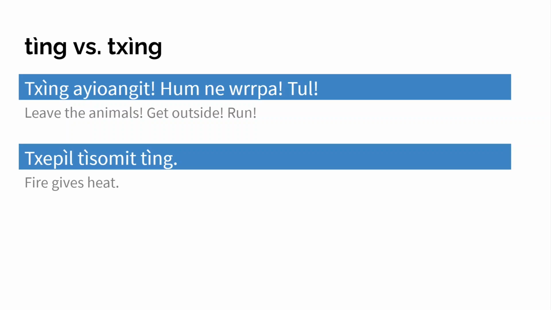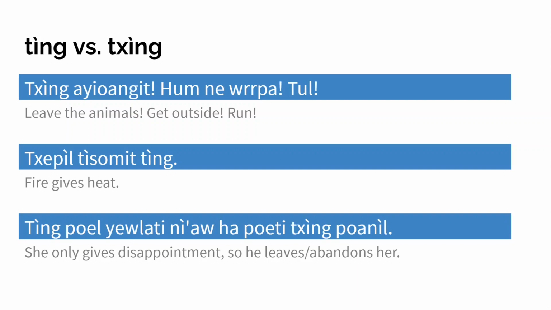Next we had epil te somit ding. So fire gives heat. And the last one, ding poel jeulati ne au. Ha poeti ing poanil. Here we have the ha again from the first examples. So she only gives disappointment. Ha poeti ing poanil. So he leaves or abandons her.